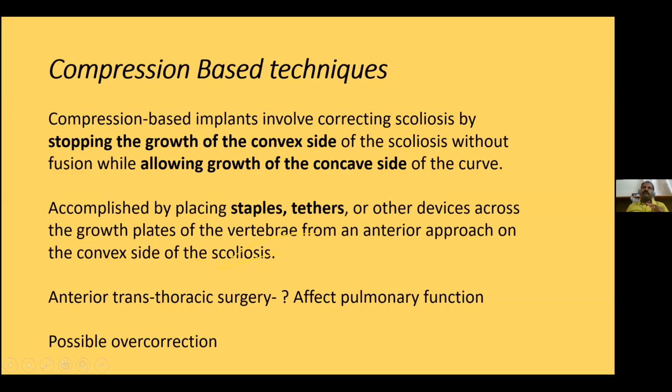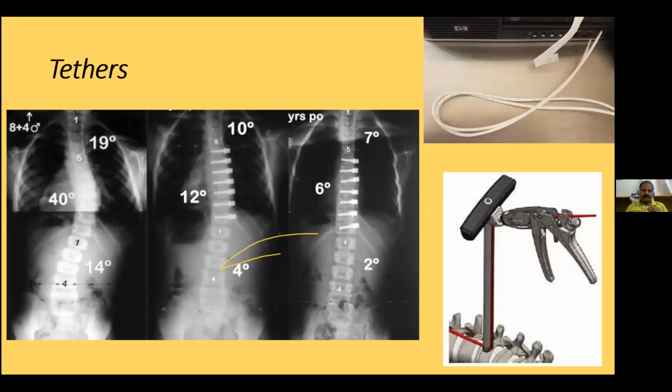So more and more thoracoscopic-assisted procedures are being done with mini open techniques, and there is a possibility of overcorrection with these techniques. Once you put the tethers, you achieve the correction, but because there's a tether on the convex side, if there is a lot of growth potential for the child, say you're doing this for an 8-year-old child, then by about 12, 13 years they overgrow the concave side, and the curve tilts to the other side. So these are all potential problems with these compression-based techniques.